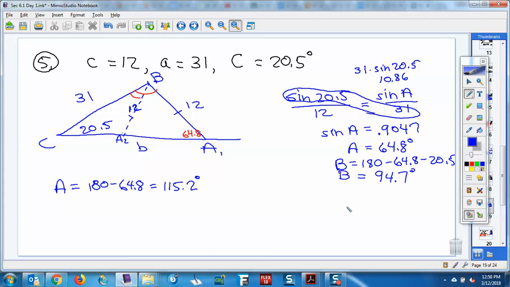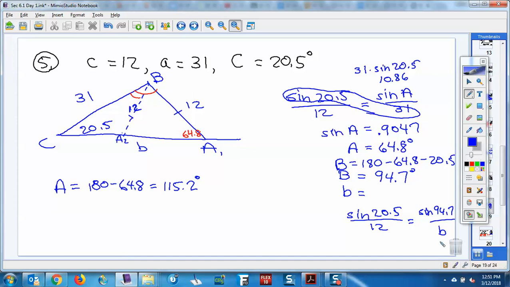And then what's the missing side we don't have? Little b. So we're going to need sine of, now again, I would always use the one I was given. So sine of 20.5 over 12 equals, and then I would do this other one I was given, the 31. So I don't have too many rounded things to mess with here. I would do sine of 64.8 over 31. Wait a minute, that's not right. What am I doing? I need B. Never mind. I can't do that because I need B. So I got to use the 94.7. So sine of 94.7 over little b.